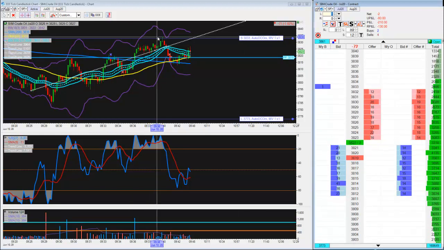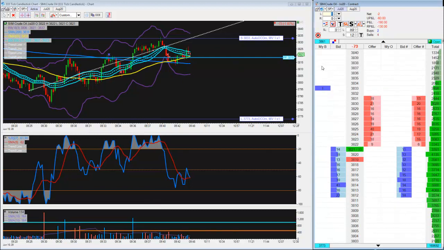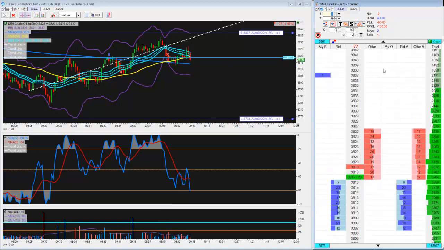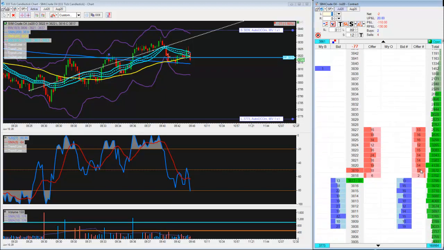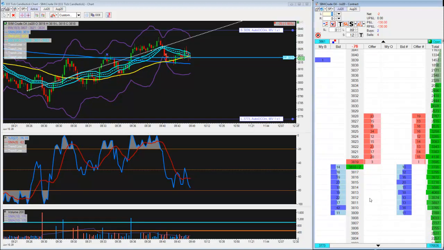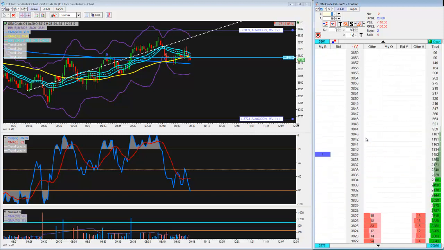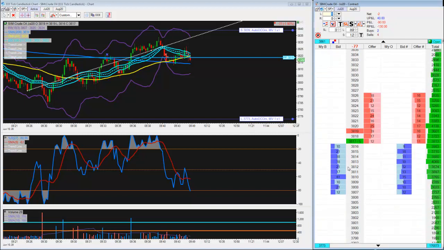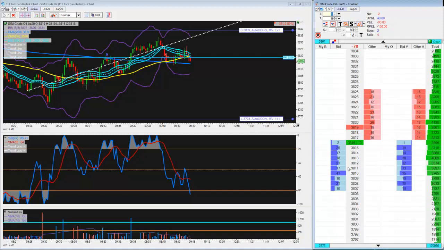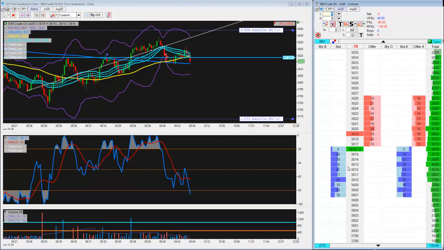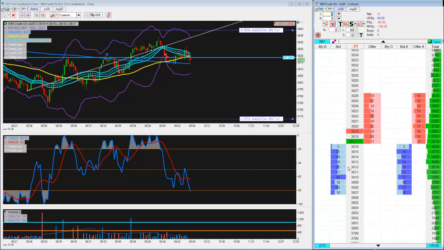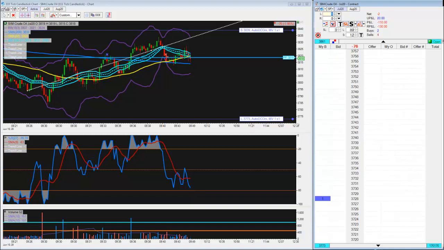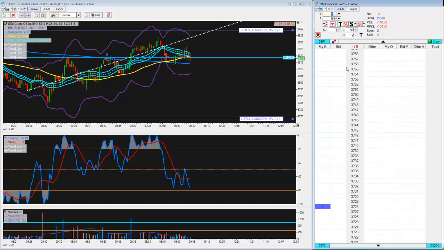All right, so this is the high of that one, and we want to be 3 ticks higher than that. 3 to 5 over that right there. 34, that should be about 39. All right, so our GAN number today is 3756. That's the magic number today.